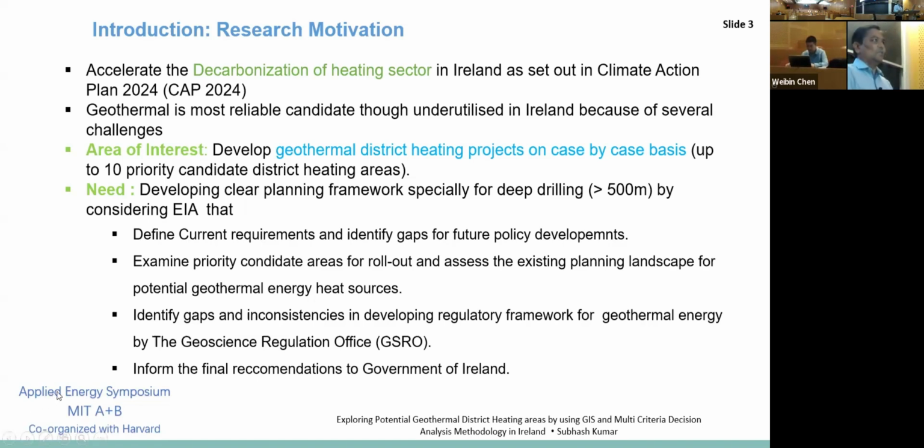Some of the work, such as mapping temperature, has already been done by the Geological Survey of Ireland. This study identifies locations according to environmental impact assessment methods. Then we can find different locations where we can develop, and we suggest some to the government of Ireland.